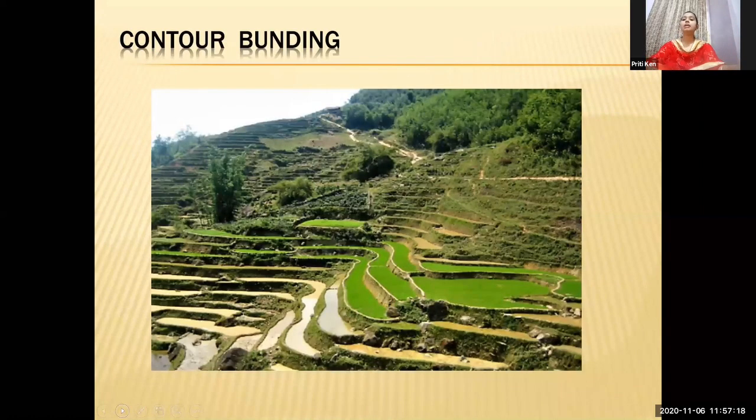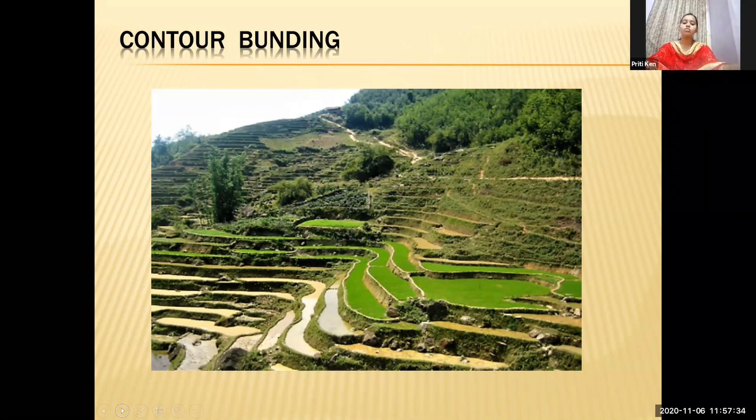Now we have seen the continuous contour trenches. Now come to contour bunding. Now what is contour bunding? Contour bunding involves the placement of lines of stone along the natural rises of a landscape, and contour farming. This technique helps to capture and hold the rainfall before it can become runoff. They also inhibit wind erosion by keeping the soil bound.